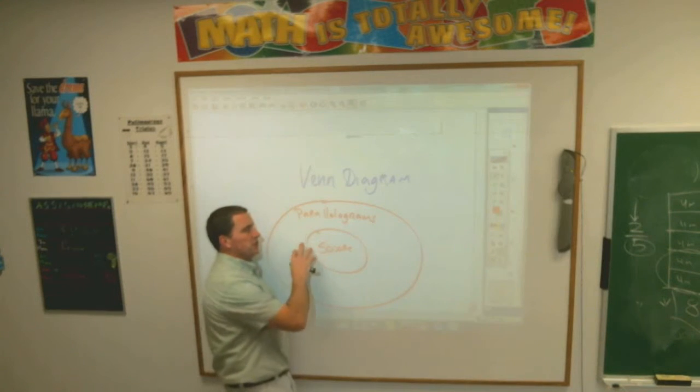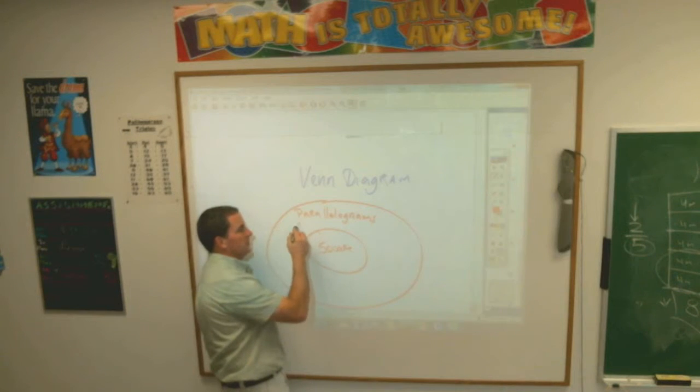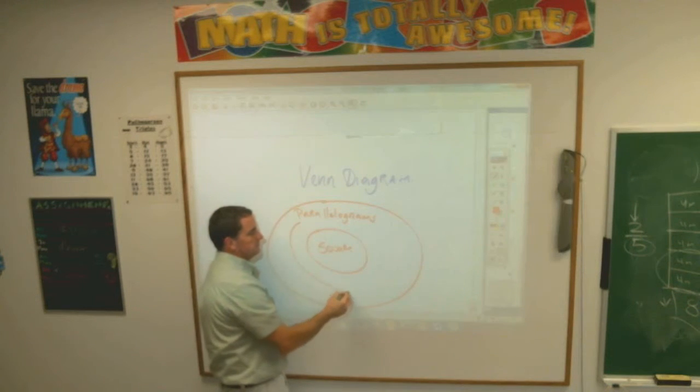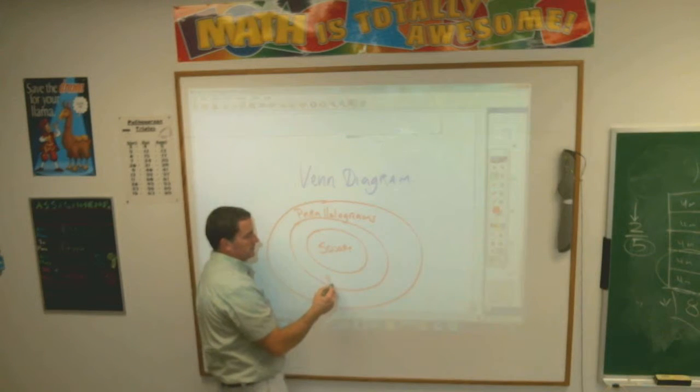So, if I was to show that, are all rhombuses parallelograms? So how would I show that using a Venn diagram in a circle? Is every square a rhombus? Yes. Is every rhombus a square? No. So you would have to draw another circle here. Okay, and that would be the rhombuses.